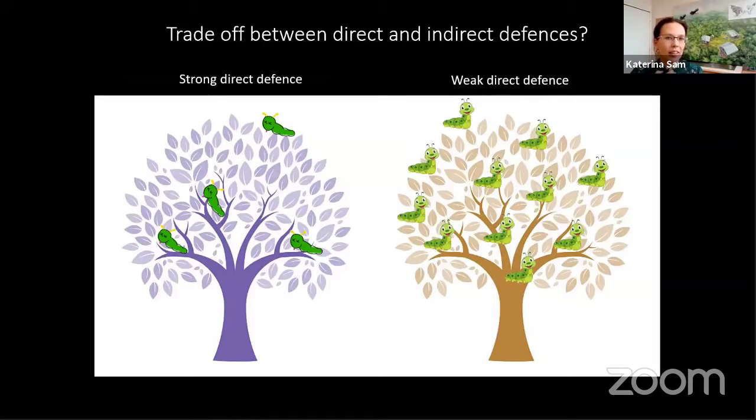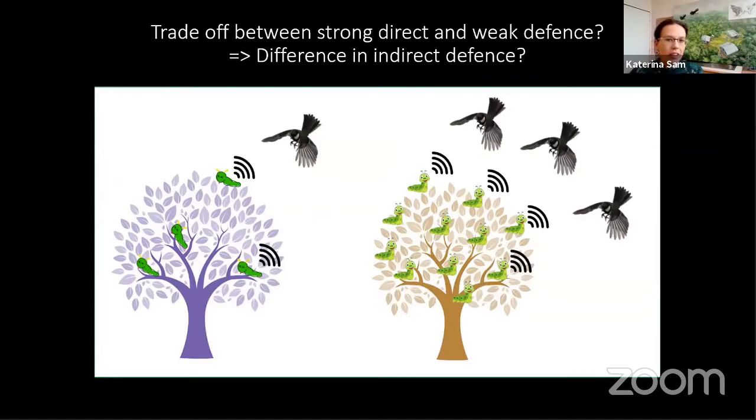And you might think that there is a trade-off between such defenses, between the direct and indirect. Because if you look at the tree which has very strong direct defenses, there will be only few very sick caterpillars feeding on them. And when we look at the tree with the very weak direct defenses, there will be maybe many very happy caterpillars feeding on that tree. And if we are looking one trophic level higher, such a tree with very strong direct defenses will be producing a very short and small signal to the natural predators. And the tree with big abundances of the insect will be producing a very strong signal.